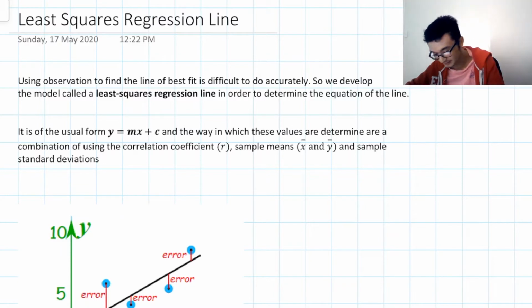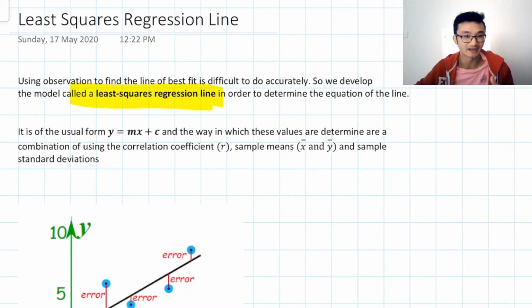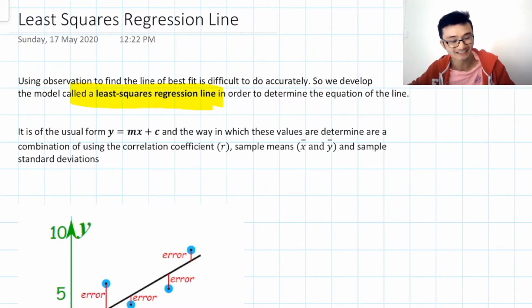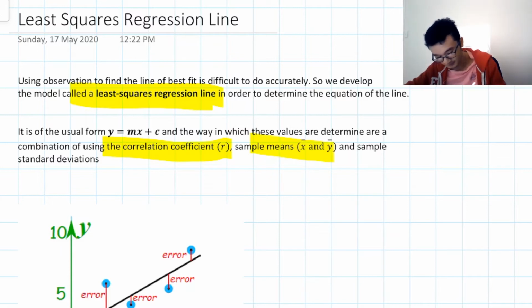So we developed this method called the least squares regression line, which is more of a systematic approach to doing this. It's not just trying to do it by observation. We actually have a formulaic way of doing it. Now, the actual formula for the equation of the line is out of the scope of the course, but again, just some intuition behind it. It utilizes a lot of things we've been talking about, like correlation coefficients, sample means, and standard deviations as well. So that's the idea behind the least squares regression line.